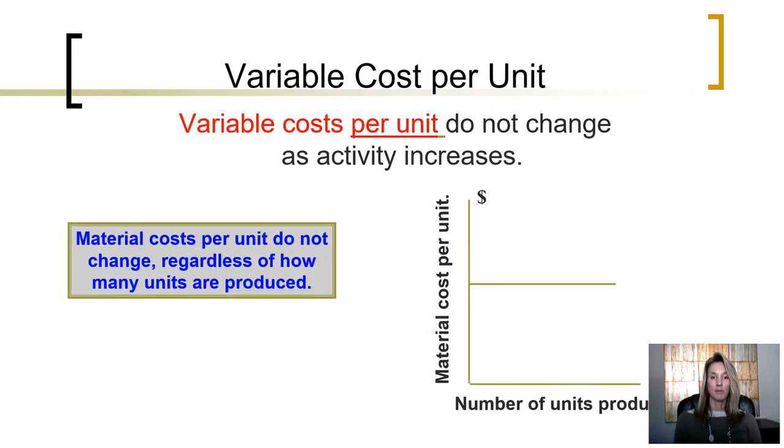However, on a per unit basis, variable costs do not change as activity increases. Material costs per unit do not change, regardless of how many units are produced. The variable cost per unit for materials is the same.